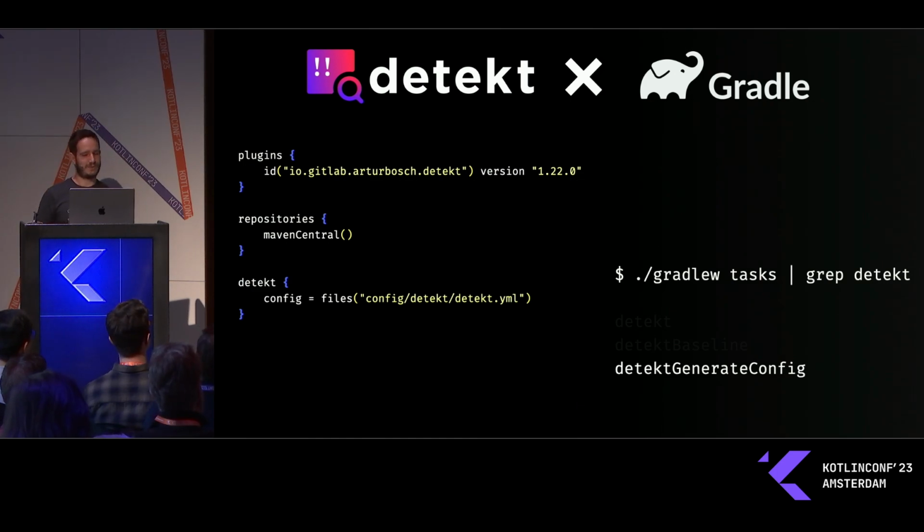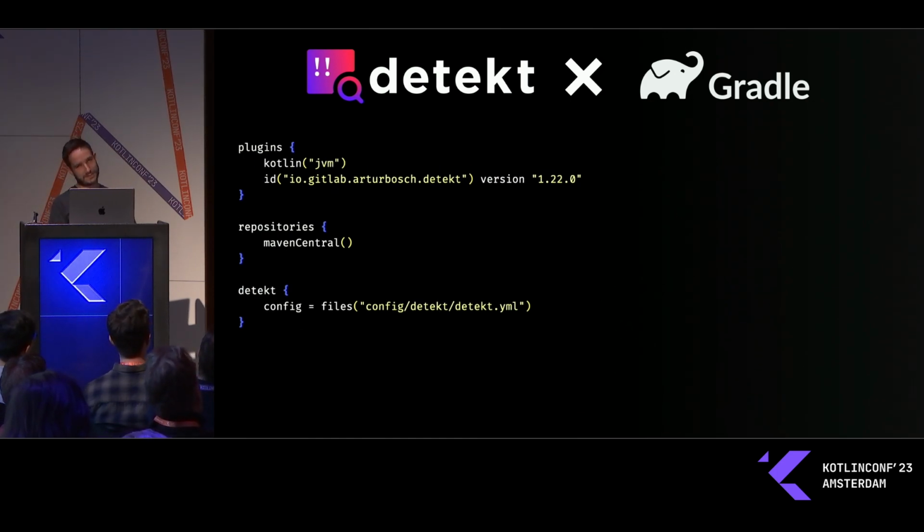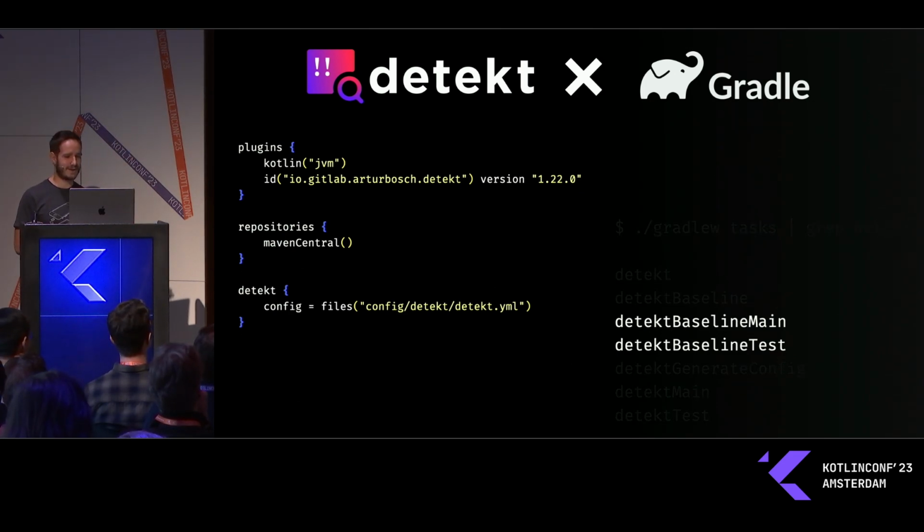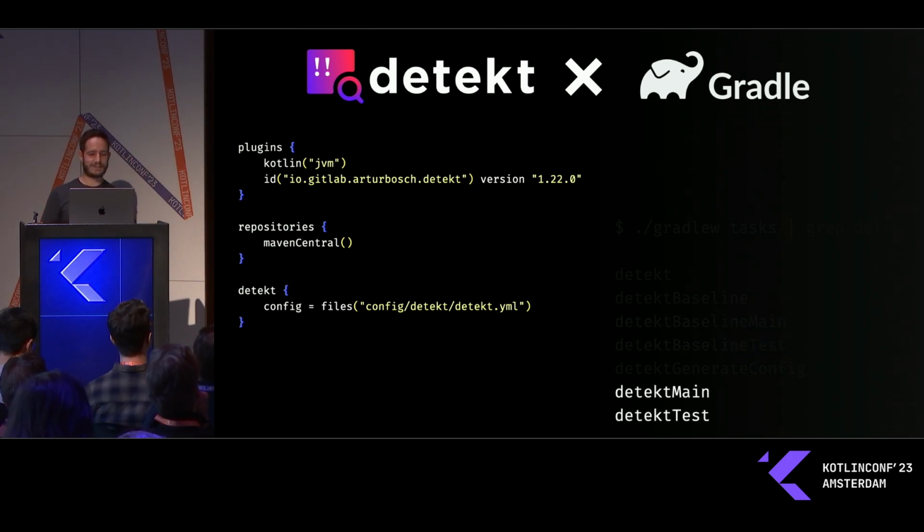But we are a little bit smarter, in the sense that if we find that you also apply the Kotlin JVM plugin, or the Kotlin Android plugin, we create more tasks for you. In this case, other than Detekt baseline and generate config, we also create baseline main and baseline test, and more importantly, Detekt main and Detekt test. Here's where things get confusing for some, because people say, why do I have Detekt and Detekt main and Detekt test? Well, the catch is that those tasks, which are created per source set, have type resolution enabled, because at the source set level, we can know which dependencies you're bringing in.